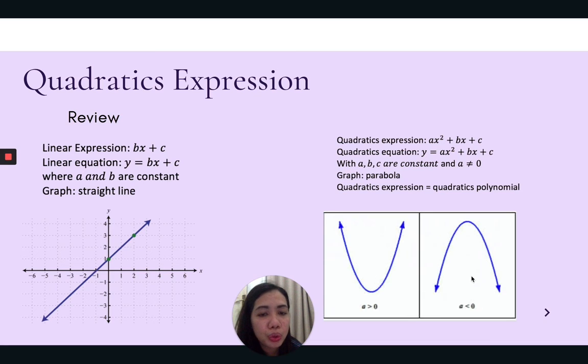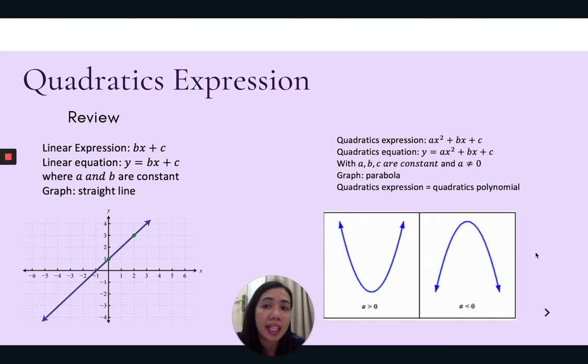And how do we determine whether the quadratic equation refers to a smile parabola or a sad parabola? By looking at the value of a. If a is more than 0, or a is a positive number, then you'll have a smile parabola like this. And if a is less than 0, or a is a negative number, then you'll have a sad parabola like this. So that is about quadratic expression.